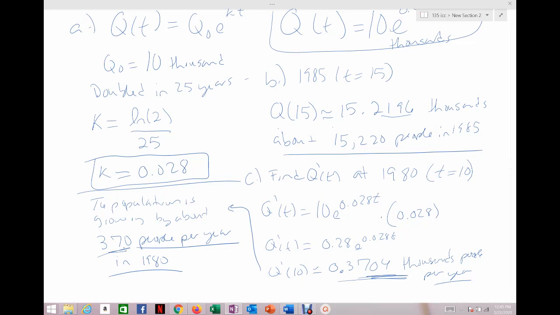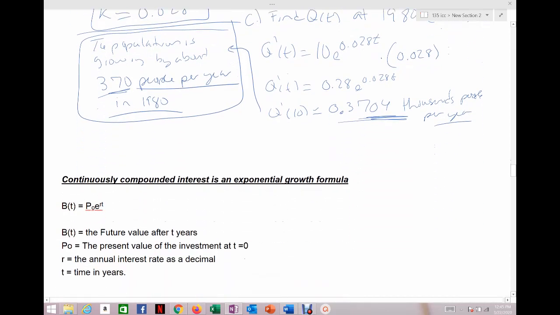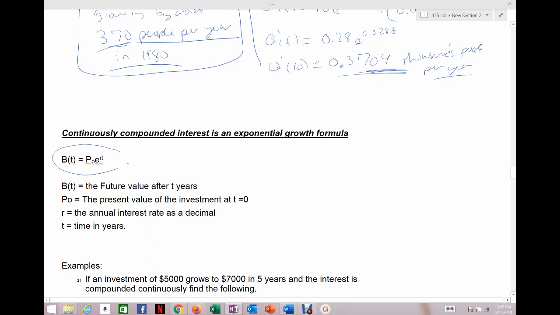All right, so there's the answer to part C, the last part of that question. The next set of notes is still exponential growth, but it's looking at a special type of exponential growth, which is specific to money growing. It's the same equation. This is the exact same equation.